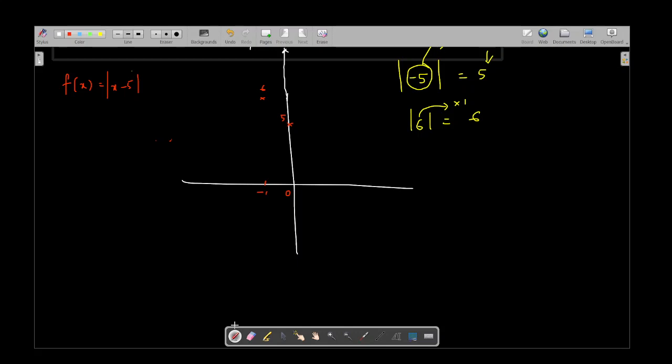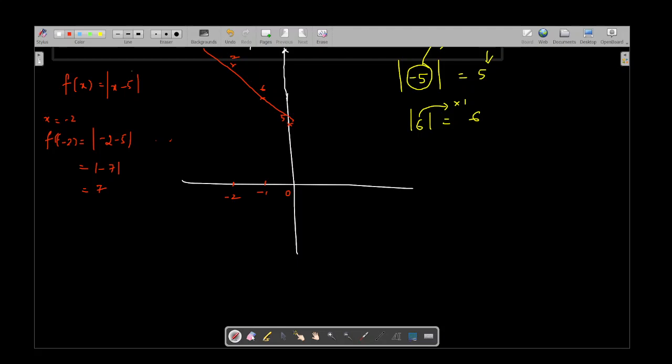And let us take x is equal to minus 2. If I take x is equal to minus 2, f of minus 2 will be equal to modulus of minus 2 minus 5, which is modulus of minus 7. Modulus of minus 7 is plus 7. So at minus 2, it is plus 7. So it goes on like this. So I can join this.